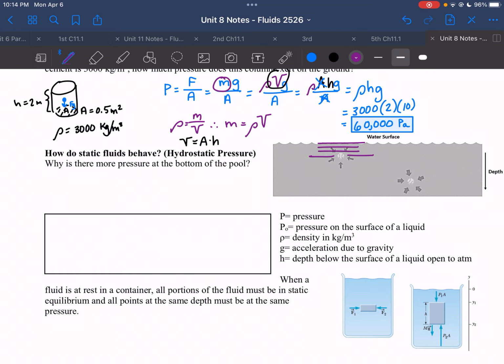Again, we have these layers. And so if you think about each layer, you have a ton more layers the further down it goes. And so the reason is due to gravity. Every layer is going to push down on the layer below it.